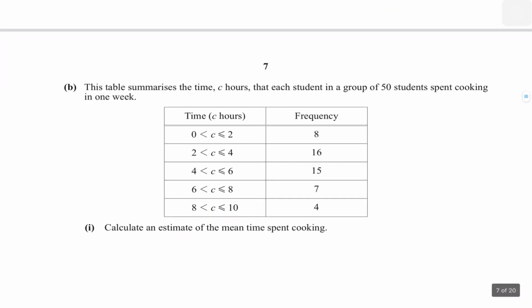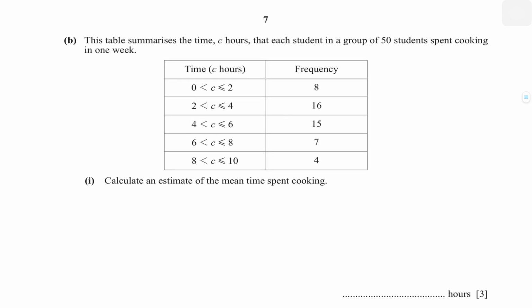Let's do part B, which says the table summarizes the time, in hours, that each student in a group of 50 students spent cooking in 1 week. Calculate an estimate of the mean time spent cooking. Alright, so whenever you have data in range form or interval form and you have to figure out the mean, the first thing you should do is figure out the midpoint for every range.